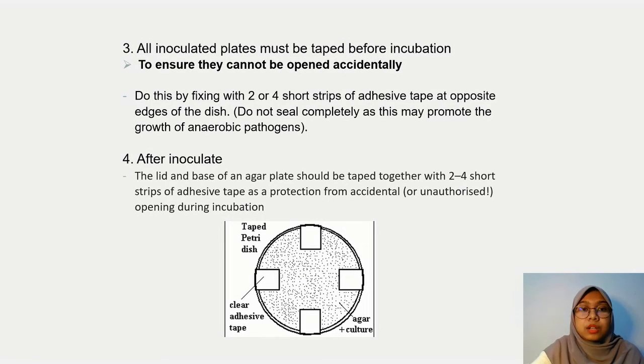Number 3 is all inoculated plates must be taped before incubation. It's to ensure they cannot be opened accidentally. Do this by fixing with 2 or 4 short strips of adhesive tape at opposite edges of the dish. Do not seal completely, as this may promote the growth of anaerobic pathogens. After inoculating, the lid and base of the agar plate should be taped together with the same method that I mentioned before. It's for protection from accidental or unauthorized opening during incubation. The picture shows the way you need to tape your petri plate.